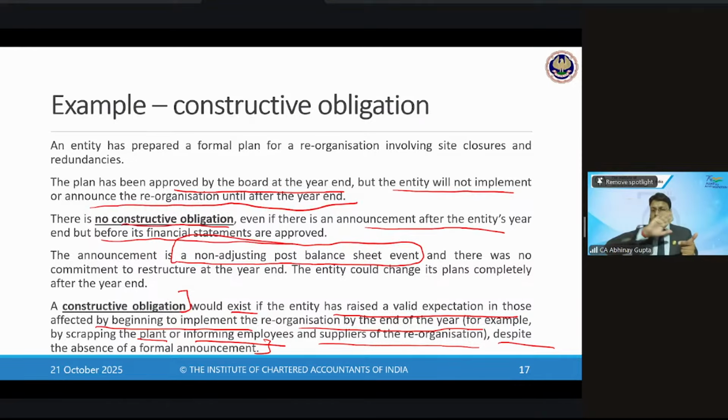So announcement doesn't matter. What matters is action on the ground, right? On the basis of the action only, we will say whether there is a past event or not. If we say there is a past event, then we will say whether there is a legal obligation or constructive obligation. In either case, there would be a provision. Is that clear? Clear.